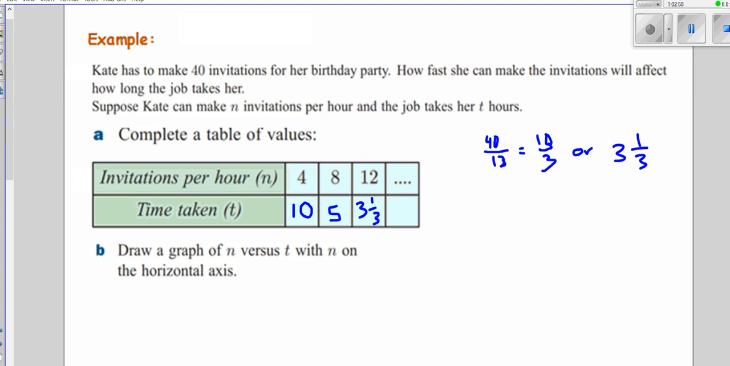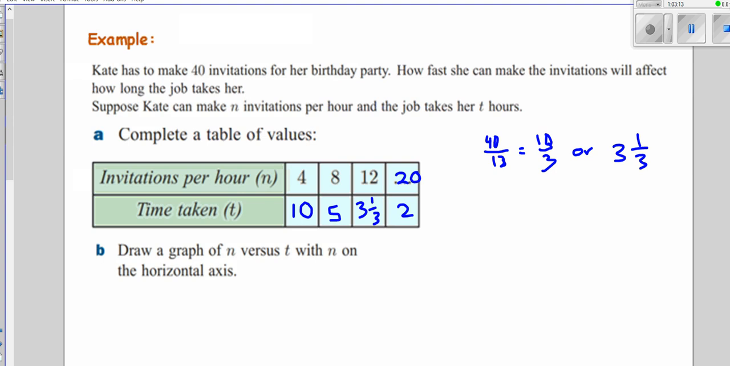We've kind of done some vague ones here. 4, 8, 12. Could do another one if you want. You can do 20 if it helps. Why not? Let's do 20. So she can do 20 per hour. How many hours would it take her? It would only take her 2 hours.